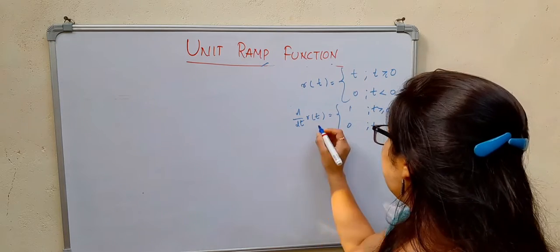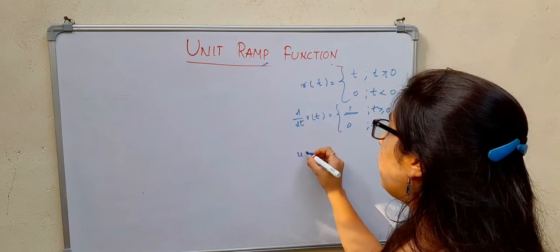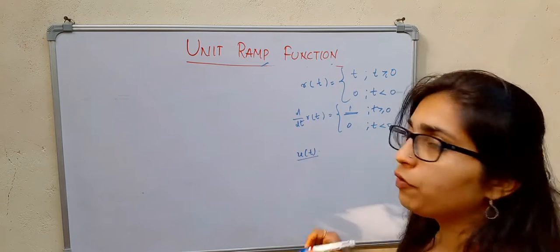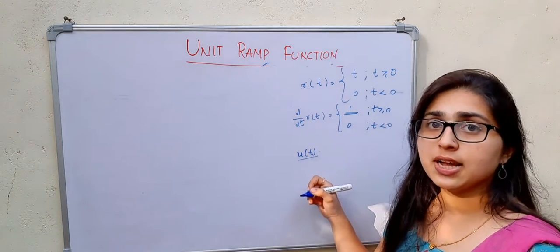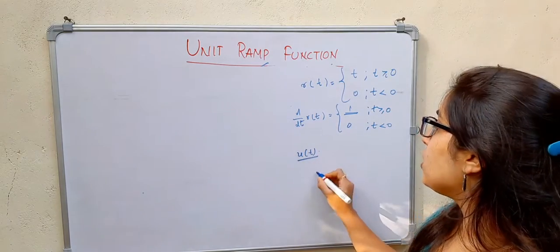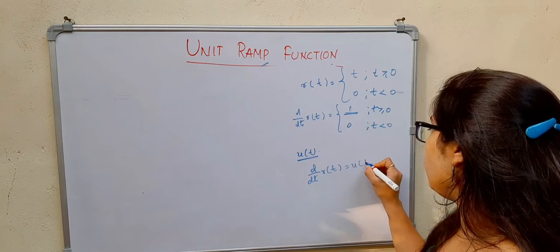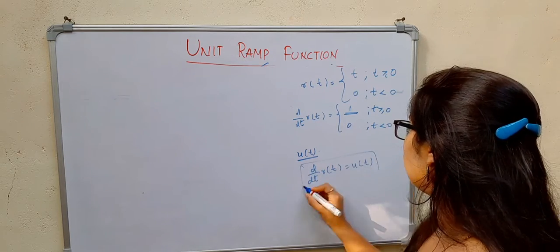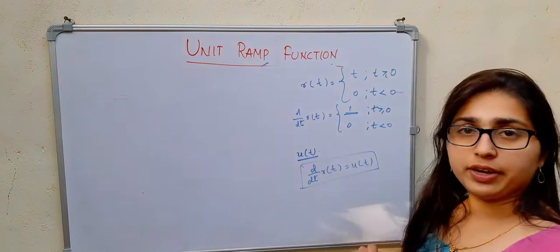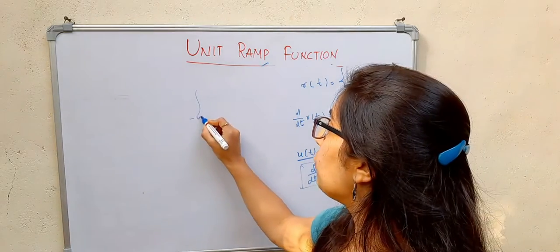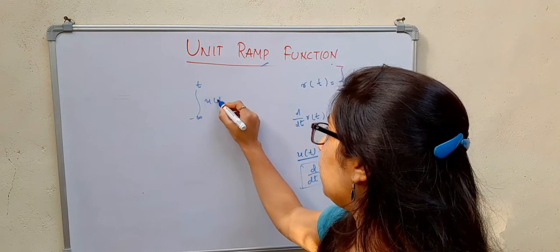Okay, that means 1, when it is u of t, right? The unit step function has a value 1. So the differentiation of r of t can be considered as u of t. Okay. Now what happens if I integrate u of t? See, minus infinity to t, u of t dt.